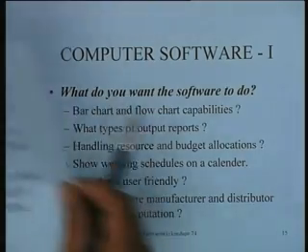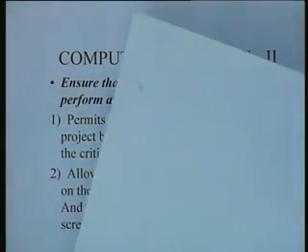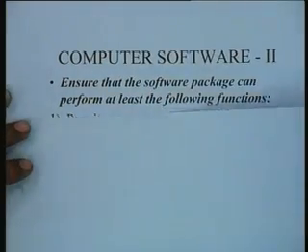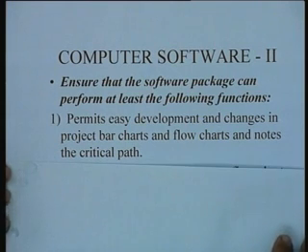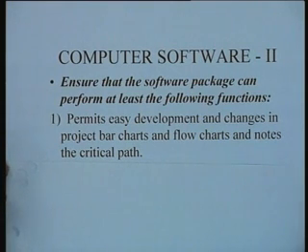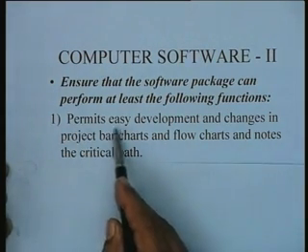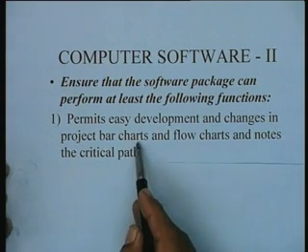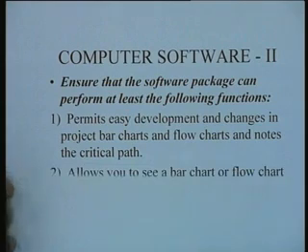The second thing that you should be doing is you should ensure that the software package at least performs some minimum basic functions, and some of those basic functions have been identified as follows. When you're looking for a software, it should, like when you're buying a car, be able to drive you at least 200 miles or whatever it is, and it should be able to go somewhere. So what are those basic functions of a software? It should permit easy development and changes in the project bar charts and flow charts and note the critical path. You want this to happen.